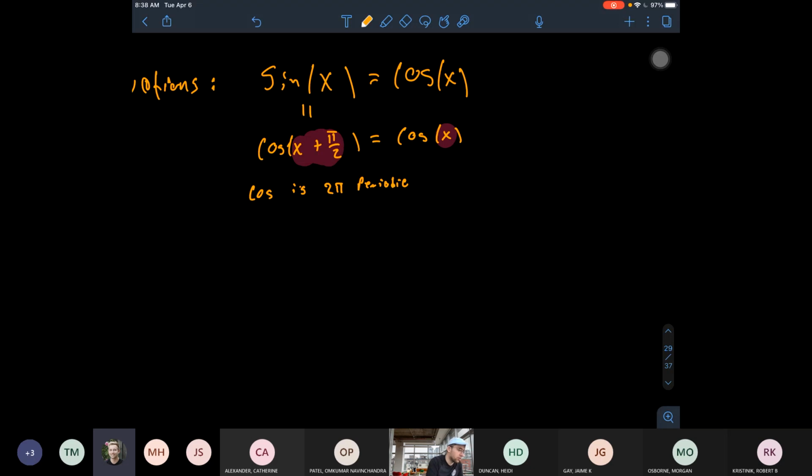So we can solve the following equation. If we want to express the distance between x plus pi over 2 and x, well, the distance between 2 points is the absolute value of their difference. So we'll do x plus pi over 2 minus x.